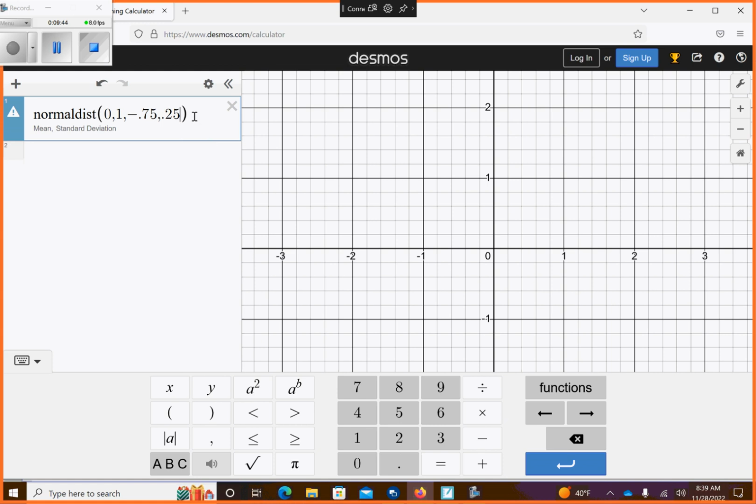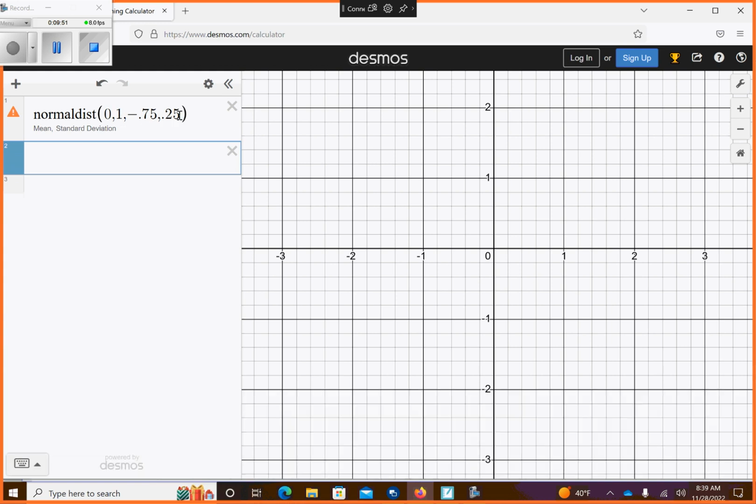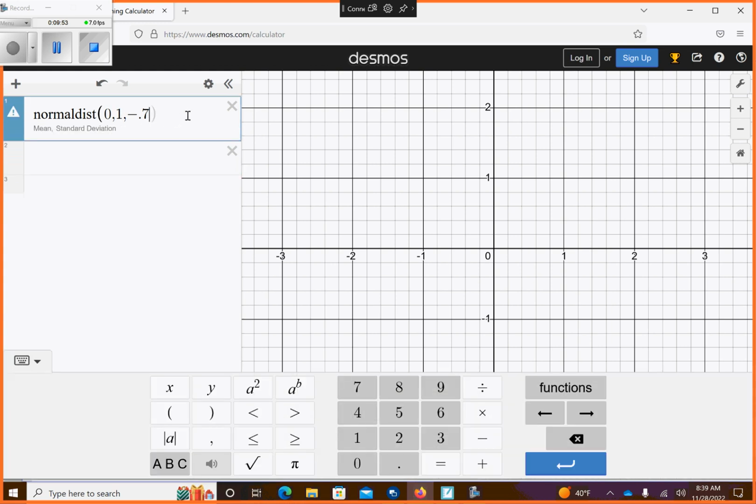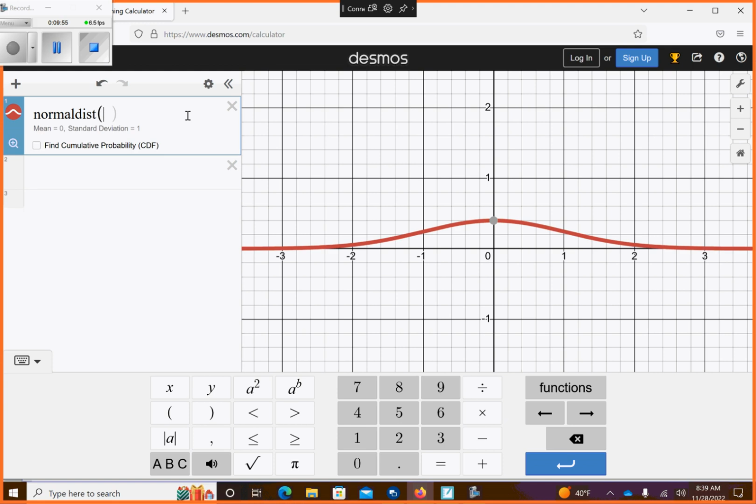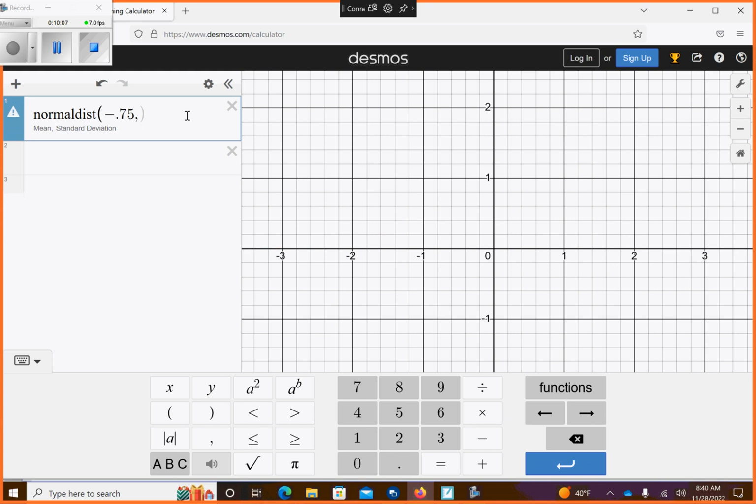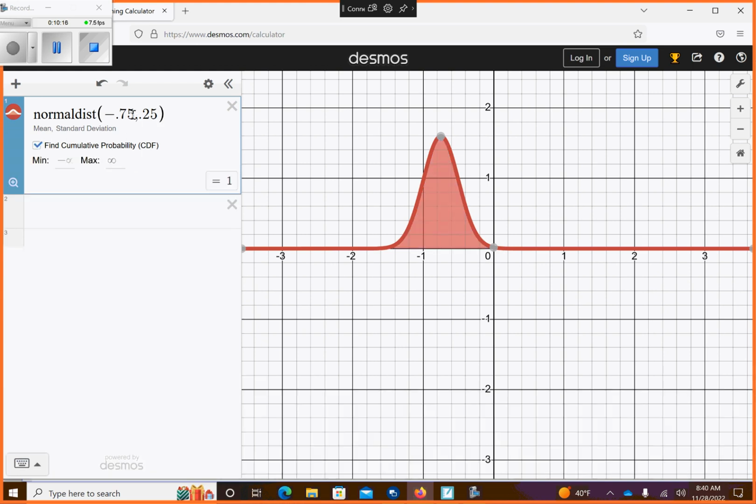Okay. It's not calculating it. Why? What did I do wrong? Normal distribution, and standard deviation. What am I doing wrong? Mean 0, standard deviation 1. Okay, that works. Let's see if this will work. Negative 0.75, comma, 0.25. It's changing that. There we go. That's what I want. All right.